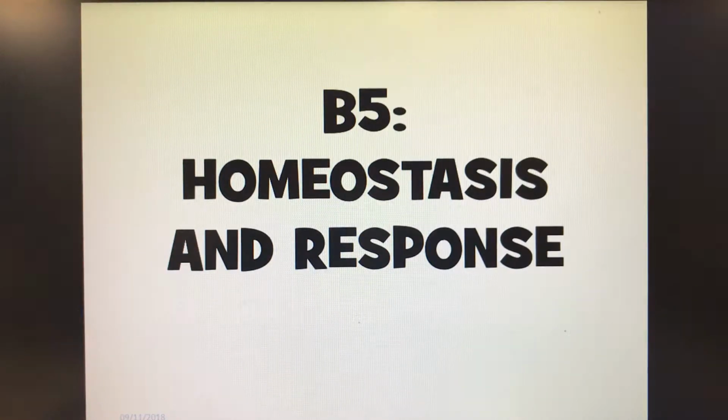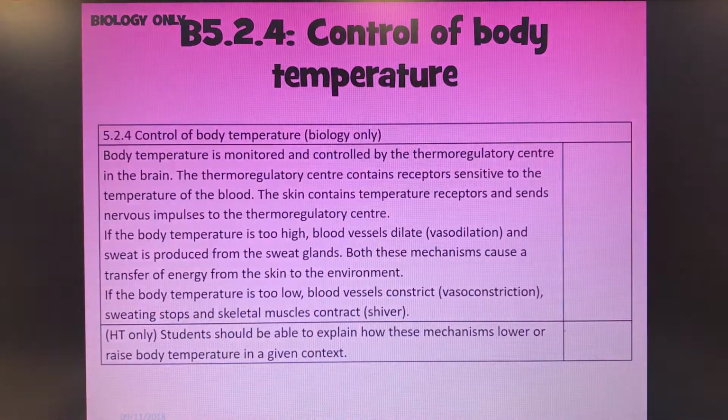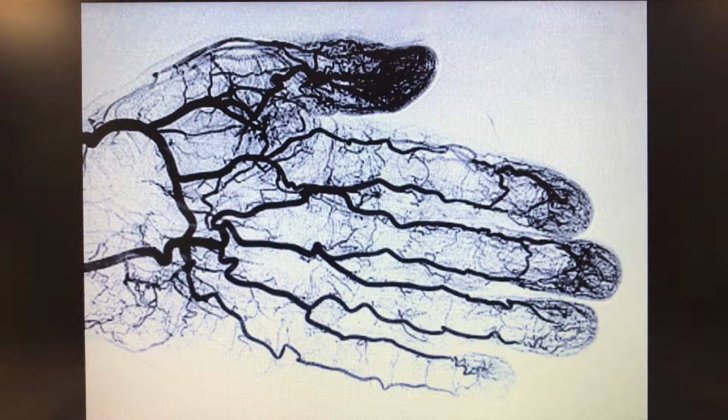In this video we're going to be talking about some triple content from the B5 topic, and that's control of body temperature. You can see in this picture we have the network of capillaries, blood vessels going through the hand, just for you to get an idea of just how vast the network is.